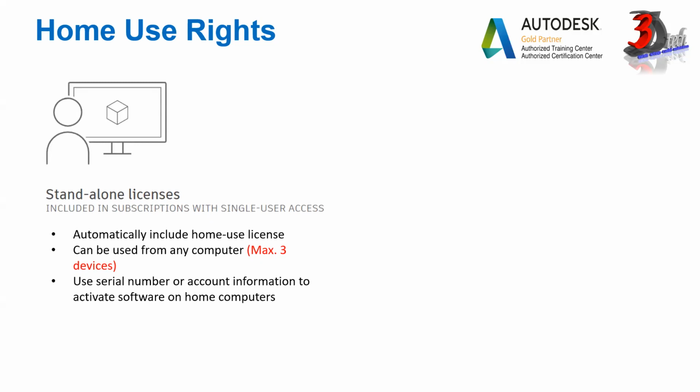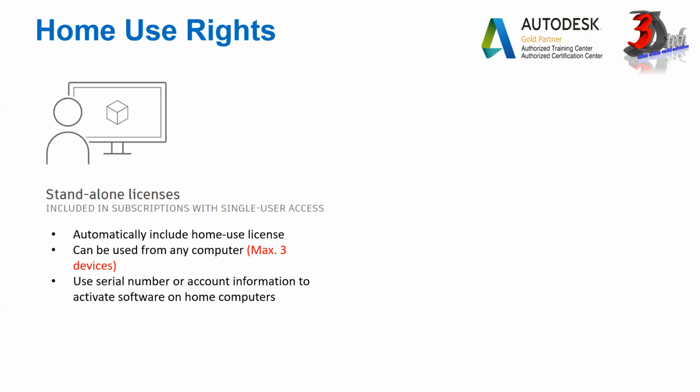If you are a user with single user access, you have this license. Please take note that it comes together with a home use license, so you do not have to request any home use license. You can use it on a maximum of up to 3 devices. The way to do this is, you install the software on your home computer. You use either your serial number or your account information to sign in and activate the software on your home computer. It is as simple as that. If you do not want to use this device, you can just sign out and sign into the other device that you want to use.